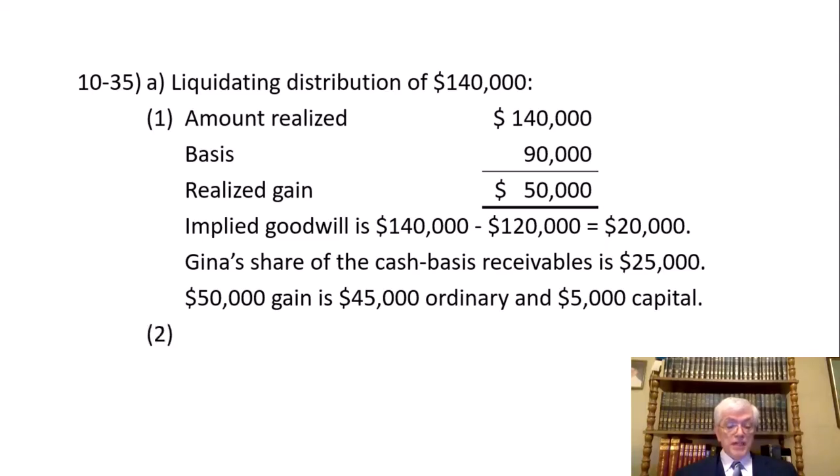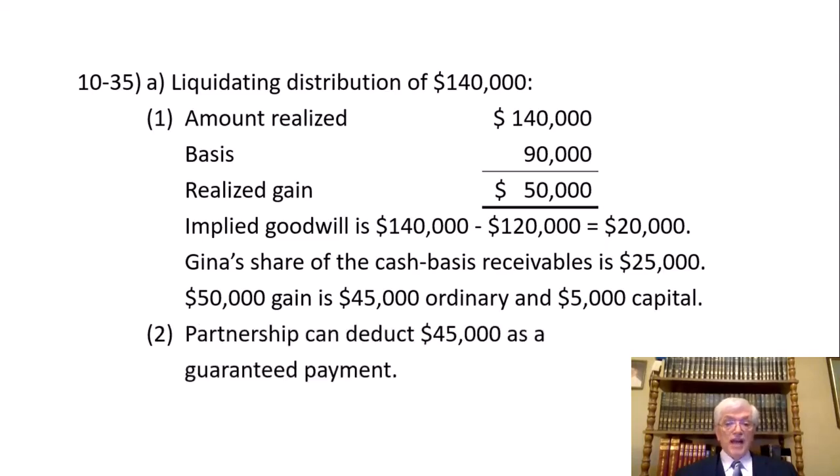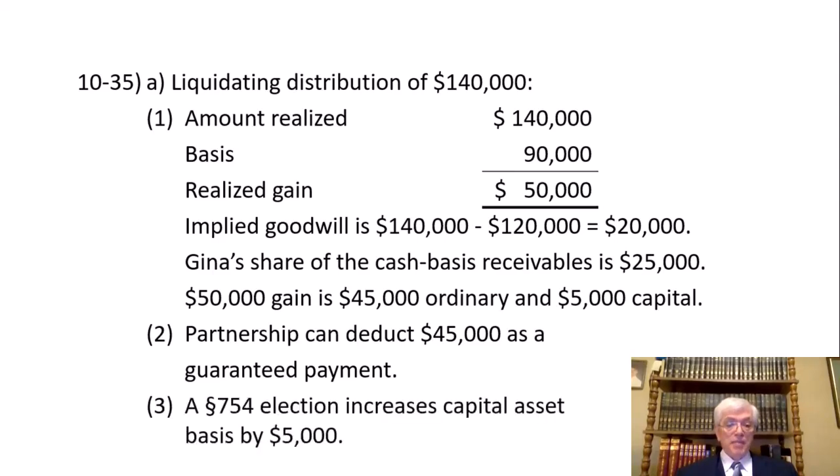Number 2, how much can GAB claim as a deduction? $45,000 as a guaranteed payment. The LLC is going to be subject to the same rules as a general partnership, $45,000 guaranteed payment. Number 3, what action might the partnership want to take?